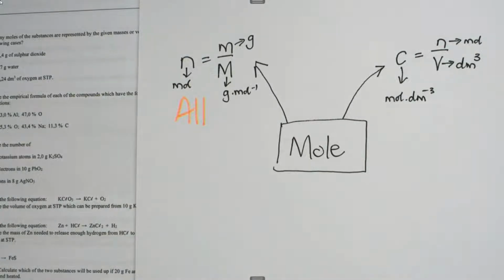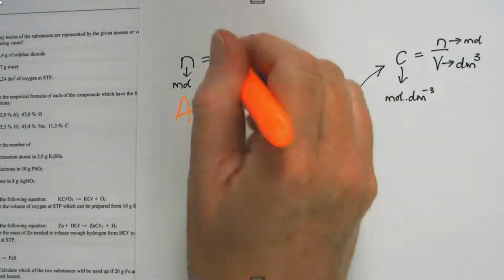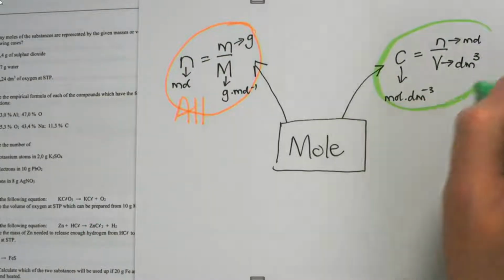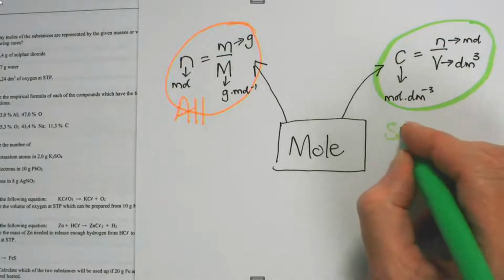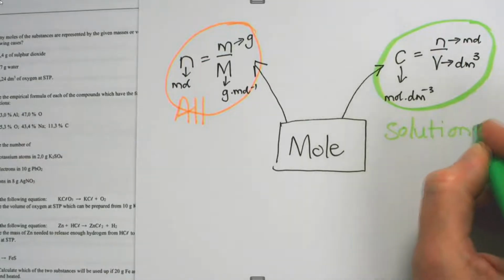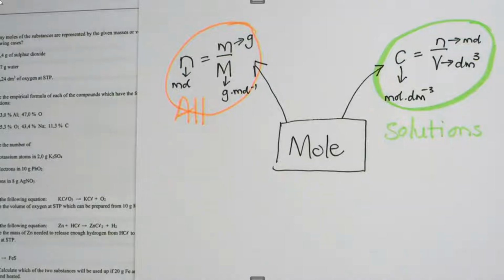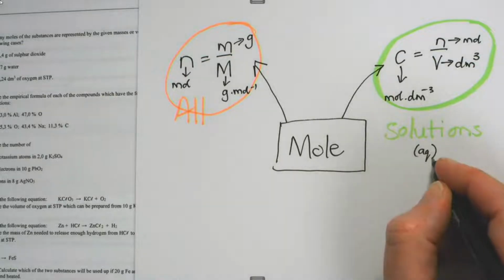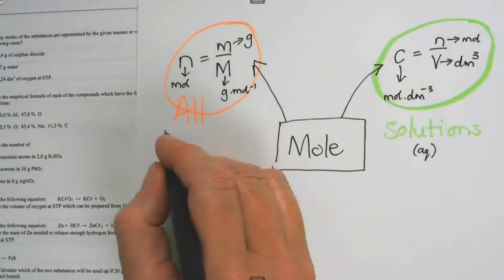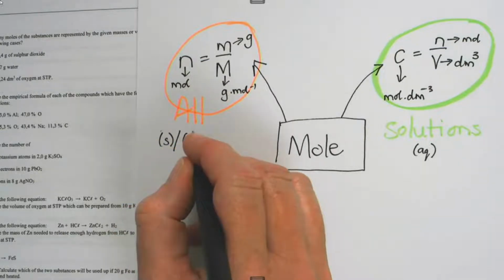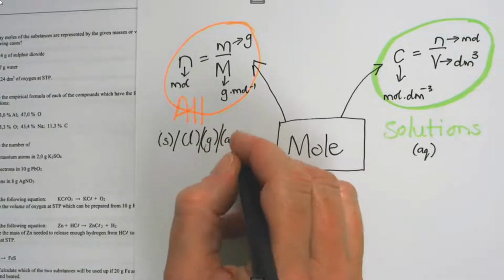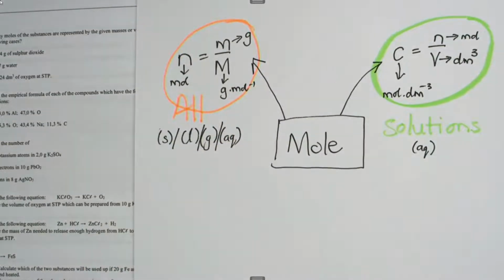But now, let's make it a green one. Oh, let's circle this one in orange. There is the orange one for all. This greenie is only for solutions. So you can't use it to determine a solid, because that is only for solutions. So that means in brackets it will have an aq. For all, it is solid, it is liquid, it is gas and aqua. All of them, as long as I must calculate mass.